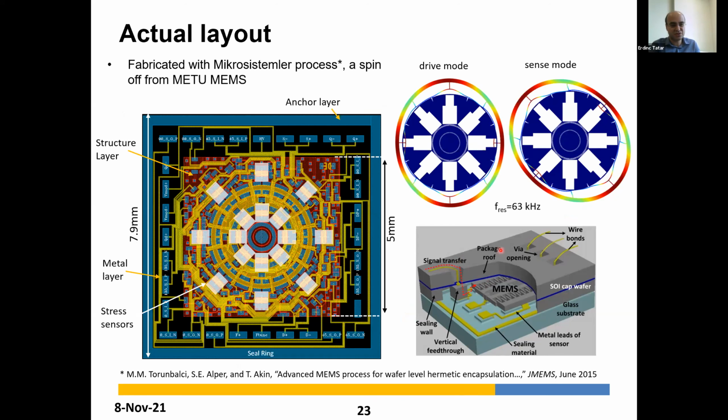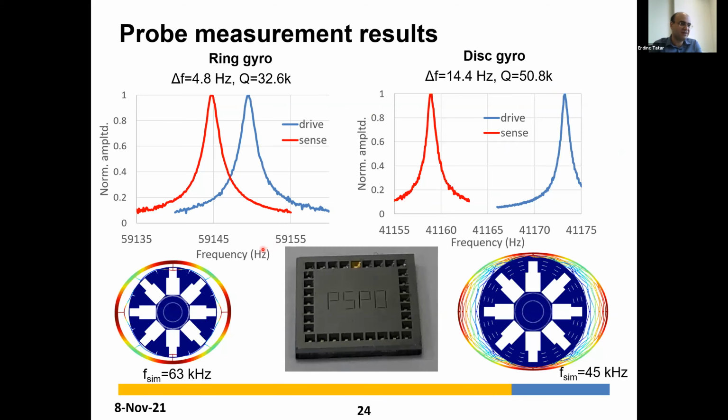And this is the cross-section of this process. The advantage here is that it is vacuum packaged, so once you receive your device, you can test it easily. And you can see the locations, and everything has to be routed properly. So the layout work was very challenging. And then we received the devices a couple of months ago.